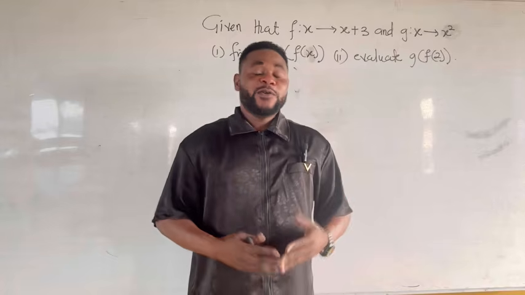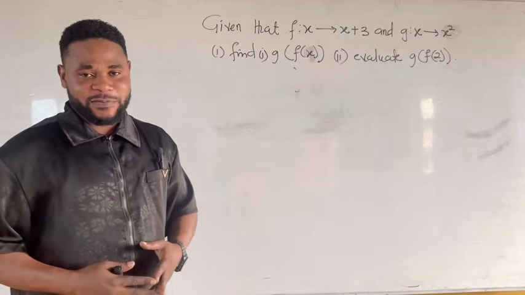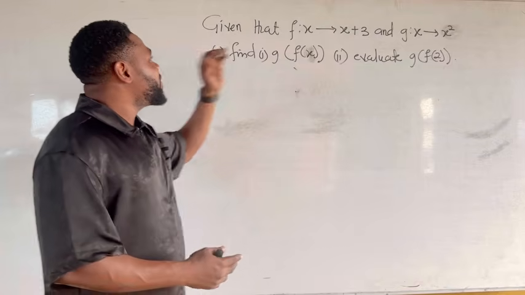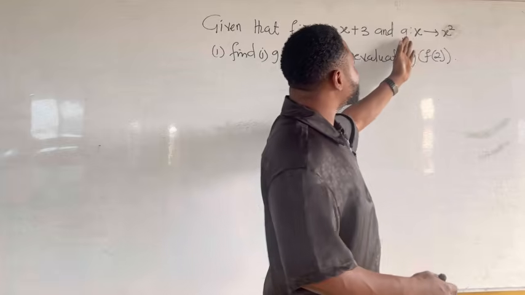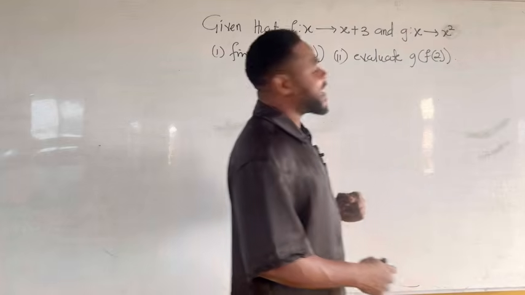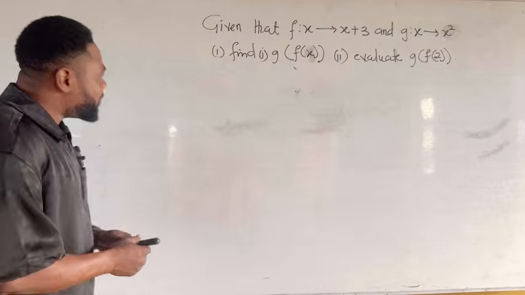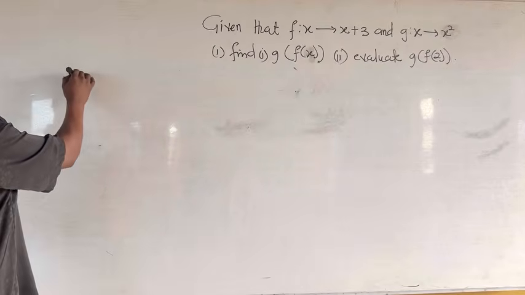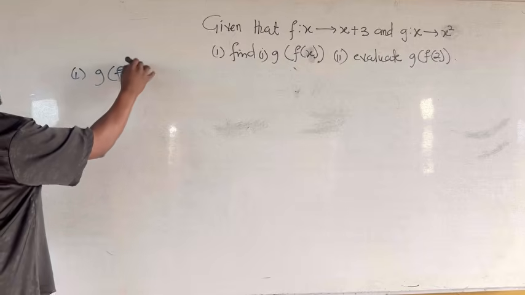Hi viewers, we want to look at how we can solve this composite function on the board. From the question, we have f of x, which is x plus 3, and we also have g of x, which is x squared, and we have been asked to find g of f of x. So first of all, we are looking for g of f of x.